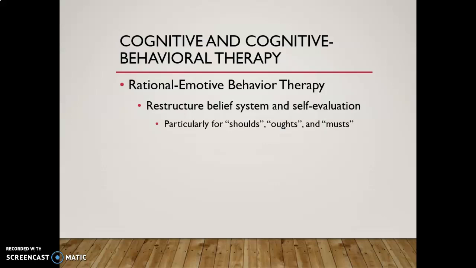Particularly rational emotive behavior therapy believes that we need to get rid of our shoulds, our oughts, and our musts. And these are statements that we think, that we believe, and as you could tell, they're all about our behaviors. We should think this, we should do that, we should know this, we should have this, we ought to be able to do that, we ought to have this, we ought to know that, we must know this, we must know that, we must do this, we must not do that.